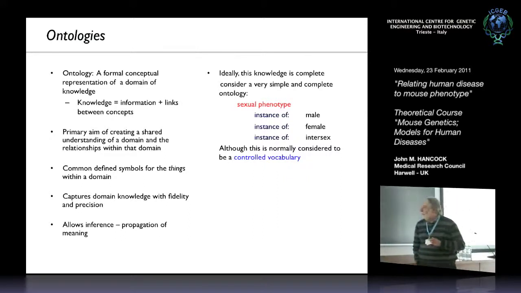This should be complete in the sense that it should describe all possible outcomes. This isn't always going to be the case in ontologies because they rely on knowledge, and knowledge is generally incomplete, and therefore they will expand and grow. But in principle, an ontology should have all the knowledge in a domain in it.